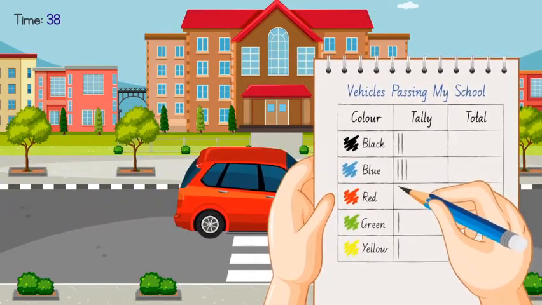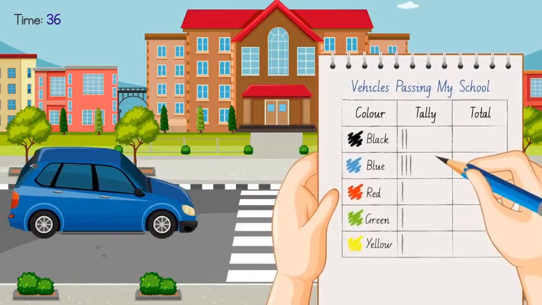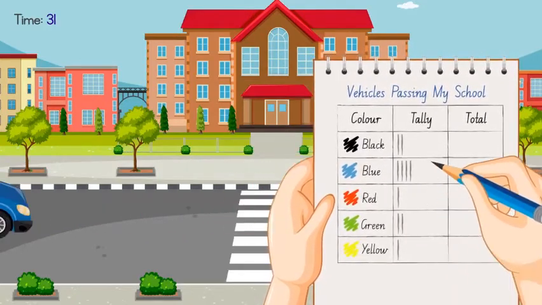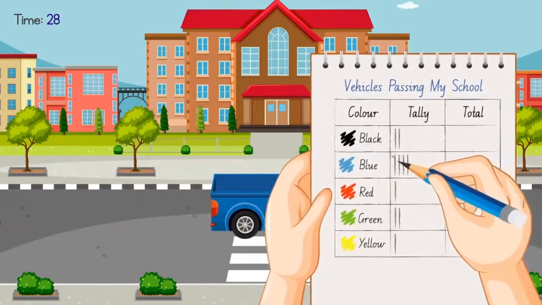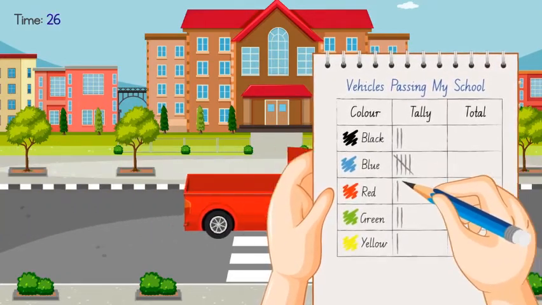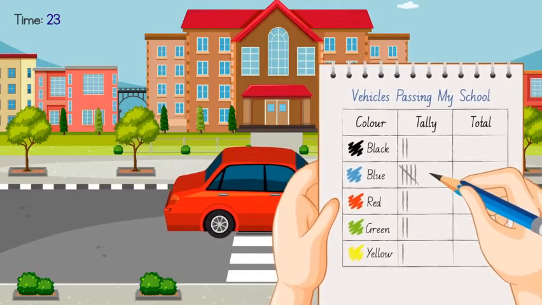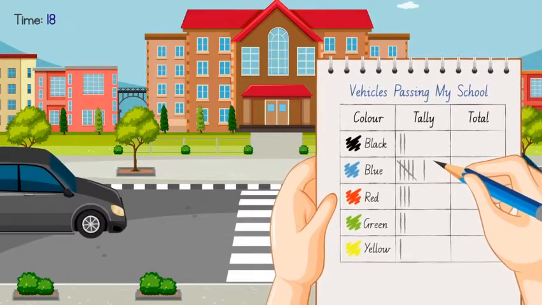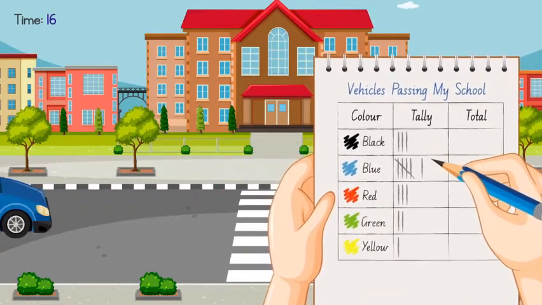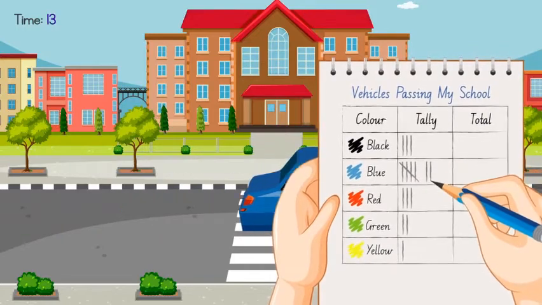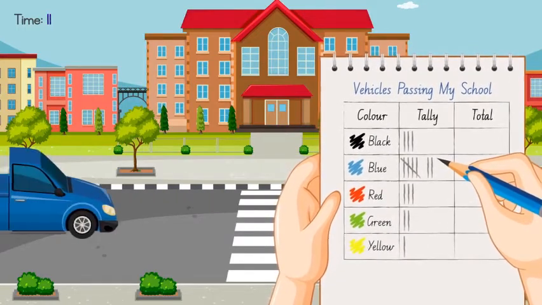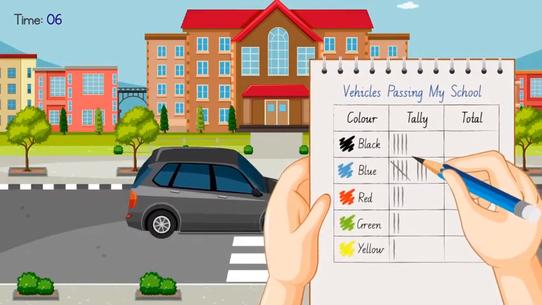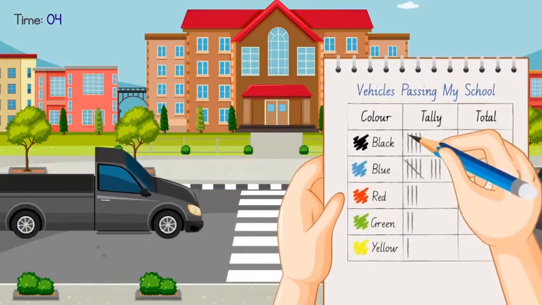Red. Blue. Green. Blue. A red one. Another red one. A blue car. It's a black car. Blue. Another blue car. A black car. And another black car.